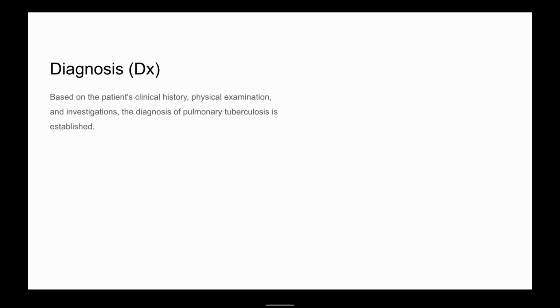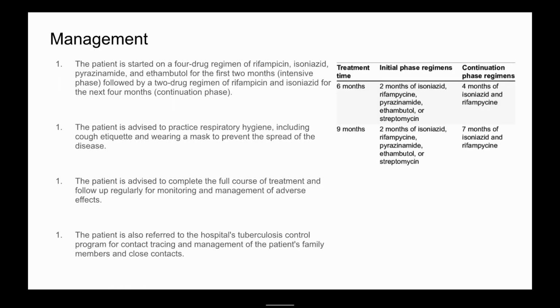Investigation weighs about 20% for any diagnosis to be done. The rest of it, that is 80%, depends upon the patient's clinical history and physical examination. So you better know how to take history and do physical examination of the patient. Based on the patient's clinical history, physical examination, and investigation, the diagnosis of pulmonary tuberculosis is established.